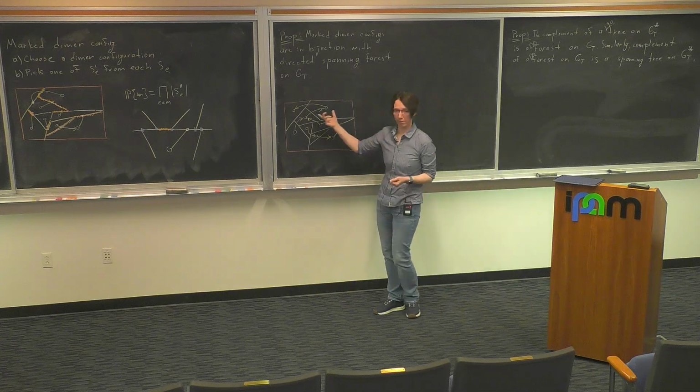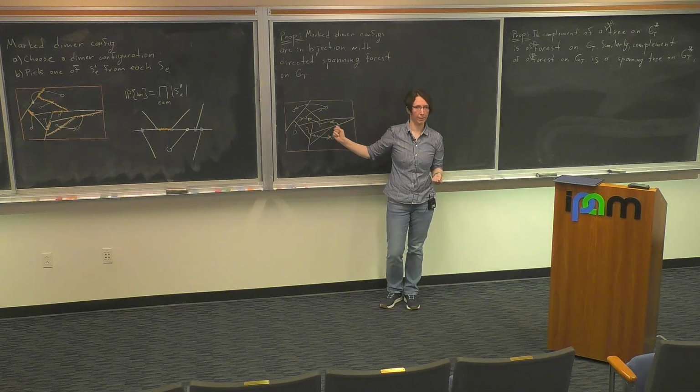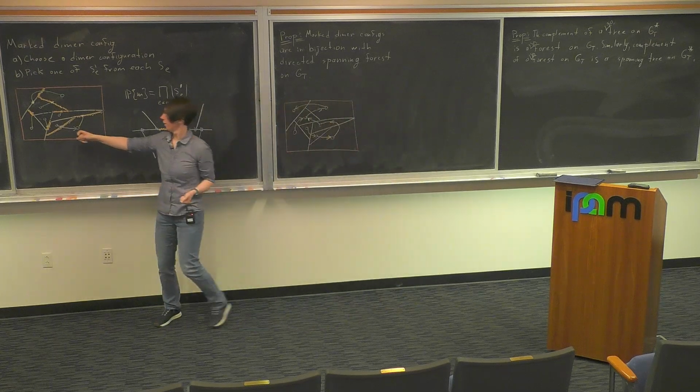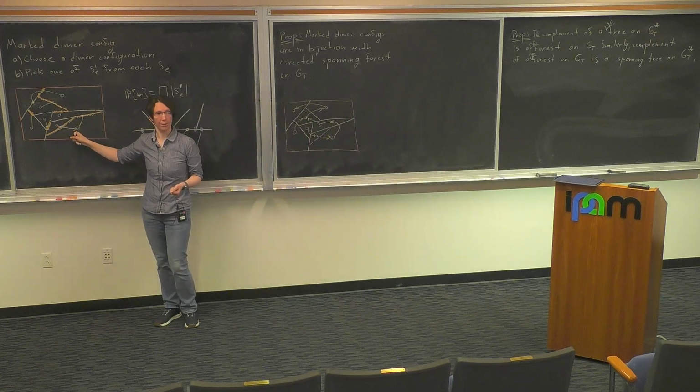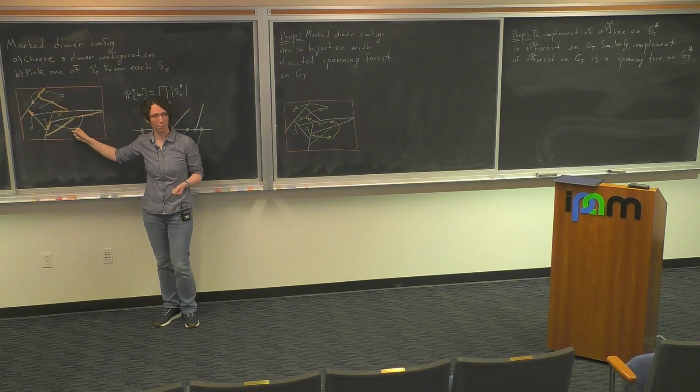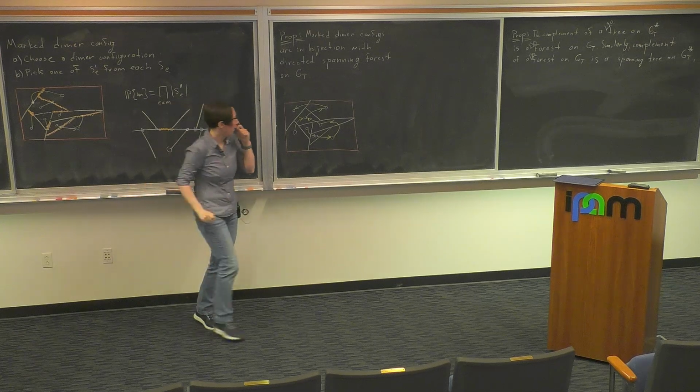Note that by this construction, each vertex has exactly one outgoing edge, right? Because this is how I draw those directions. I choose the one which corresponds to the dimer, and this is the only outgoing edge from this vertex.